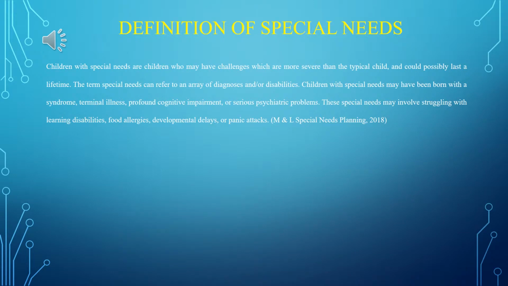Definition of special needs. Children with special needs are children who may have challenges which are more severe than the typical child and could possibly last a lifetime. The term special needs can refer to an array of diagnoses and/or disabilities. Children with special needs may have been born with a syndrome, terminal illness, profound cognitive impairment, or serious psychiatric problems. These special needs may involve struggling with learning disabilities, food allergies, developmental delays, or panic attacks.